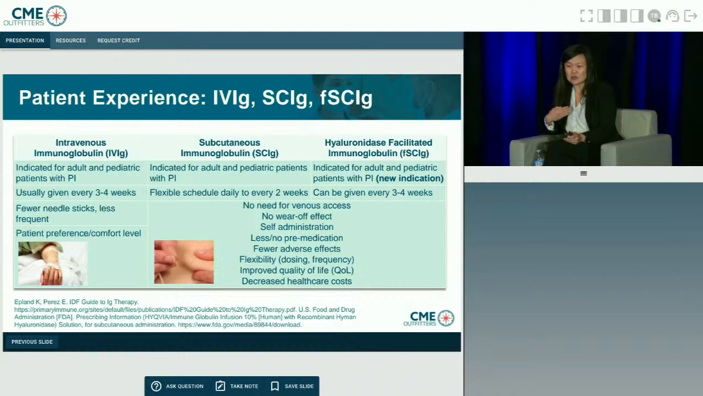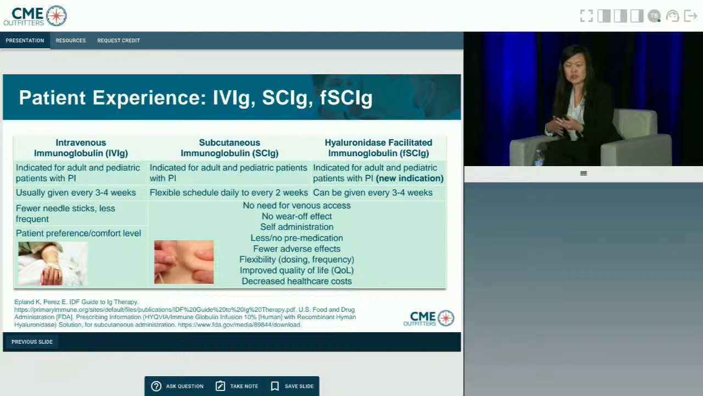And I think what's really cool about the facilitated is that it combines the best of both worlds, in that you can still give it only every 3 to 4 weeks. You use one needle, but you can also give it at home, and there are fewer systemic side effects. And hot off the press, apparently, it used to be only 17 and up, so I wasn't using it as much as I could since I'm mostly pediatrics, but now it's 2 and up? It's approved for pediatric use. Approved for pediatric use, so that's really exciting.